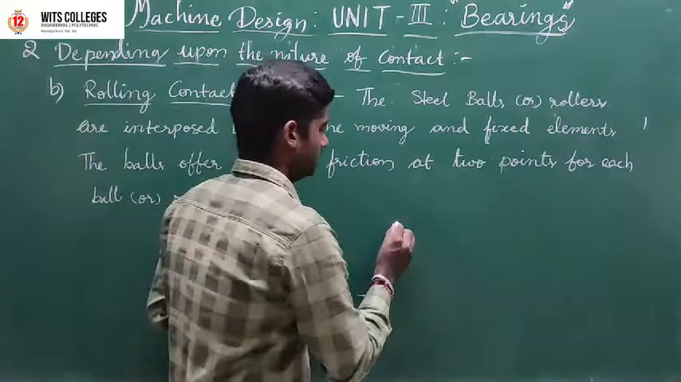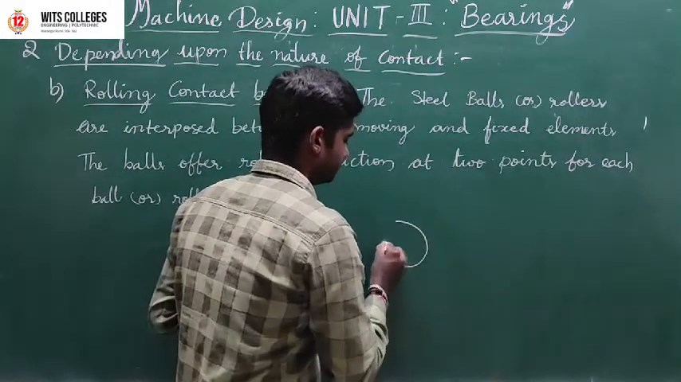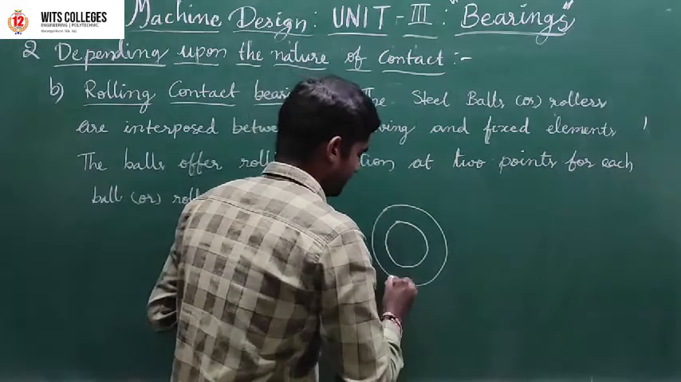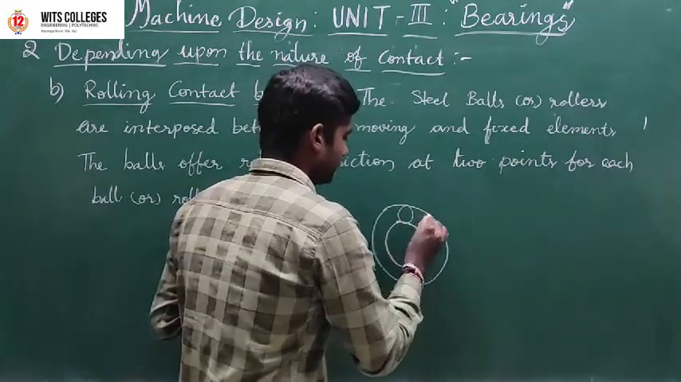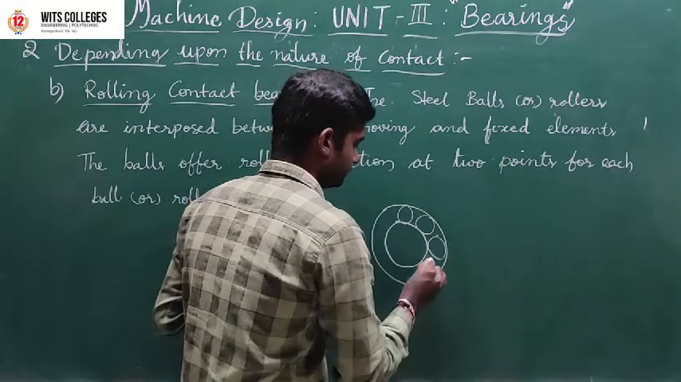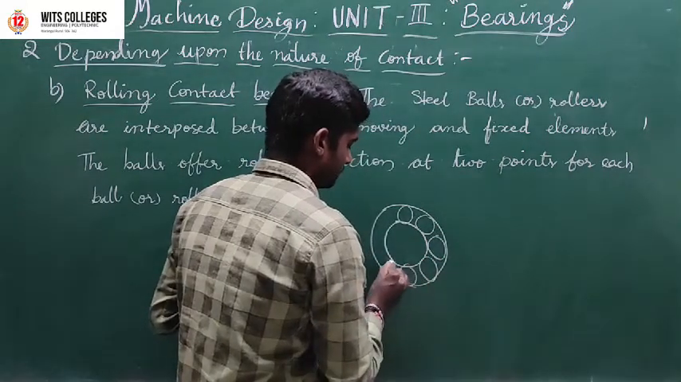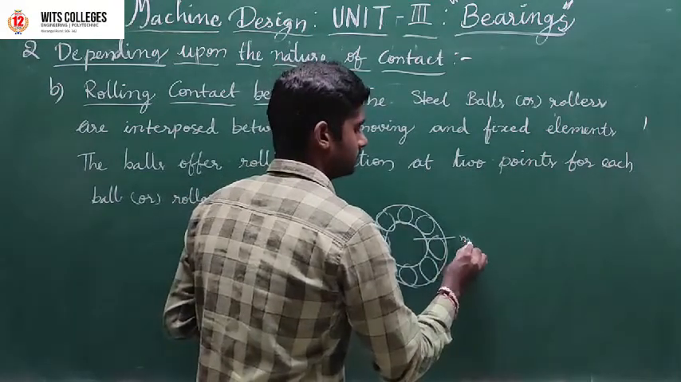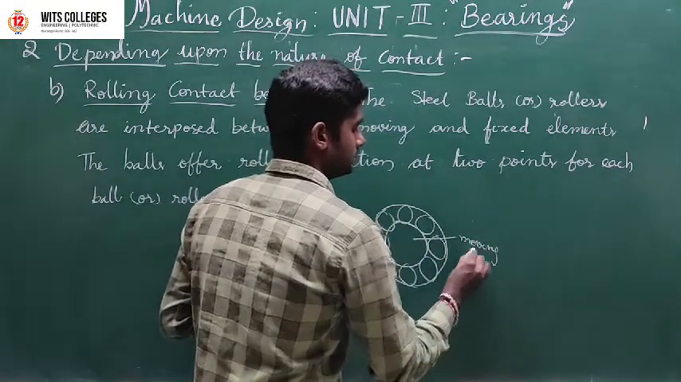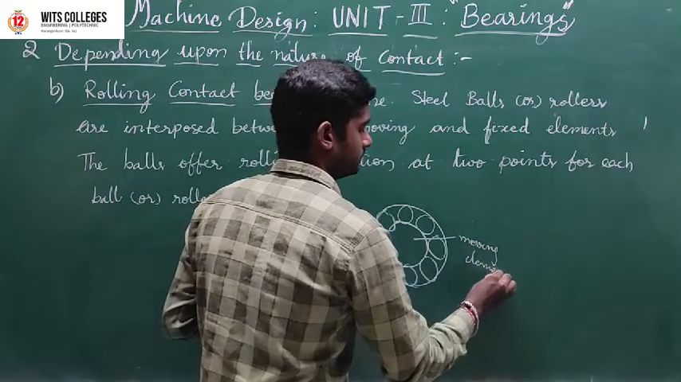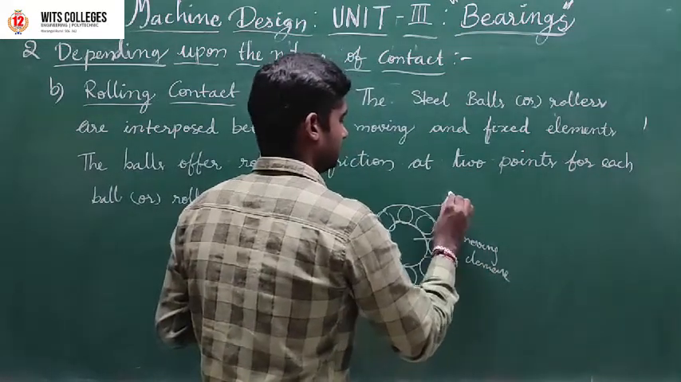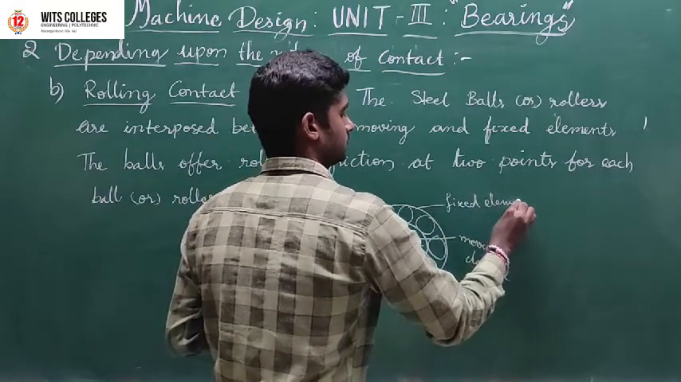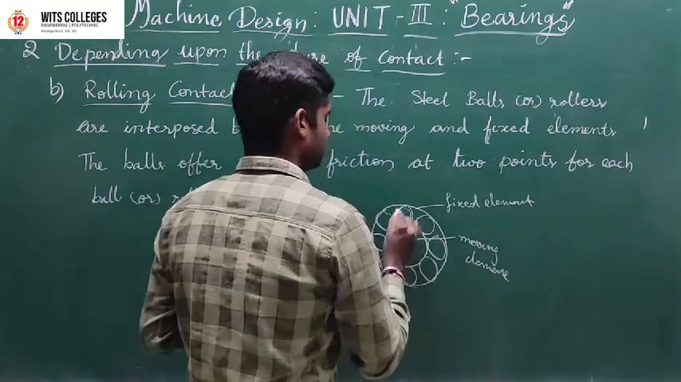See here, suppose this is the shaft, and this is the outer diameter. In between the two, the intermediates are balls. In this one, this is a moving element. This one is the fixed element. The balls are moving elements.